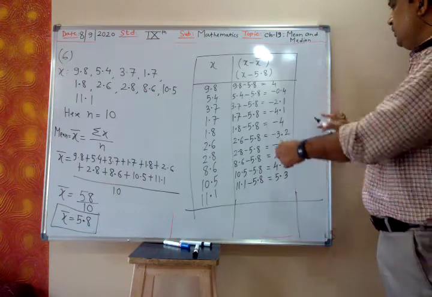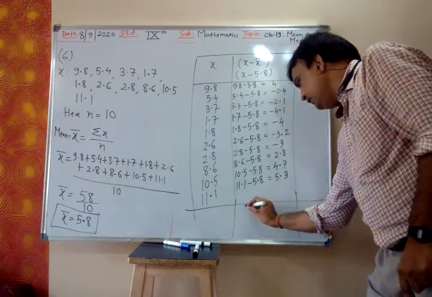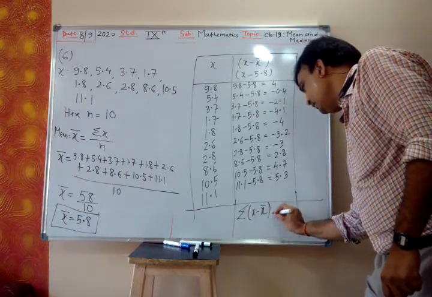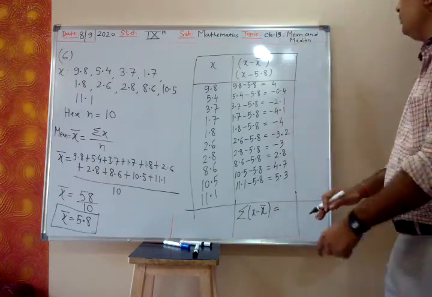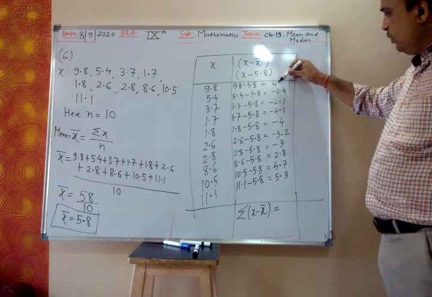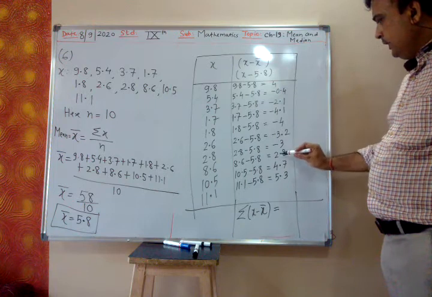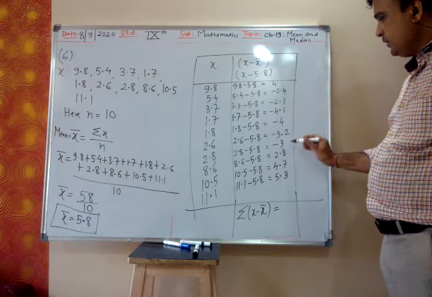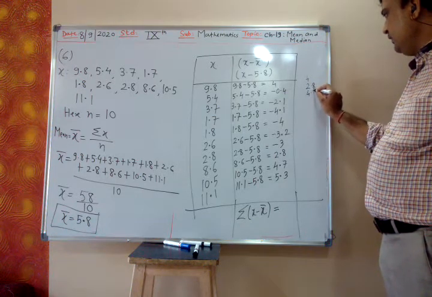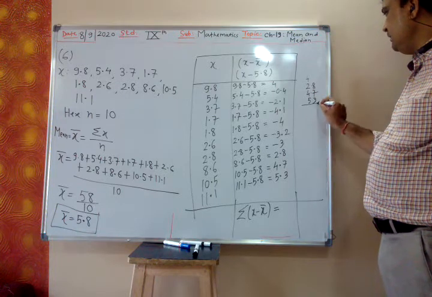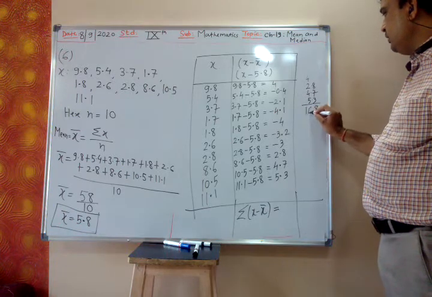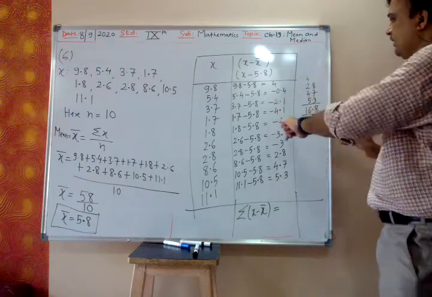Now summation. We write summation x minus x bar, which means add all the values. First I will add the plus values. 4 plus 2.8 is 6.8. Then 4.7, then 5.3. 8 plus 7, 15 plus 3, 18. The sum is 16.8. Now let me add the negative values.